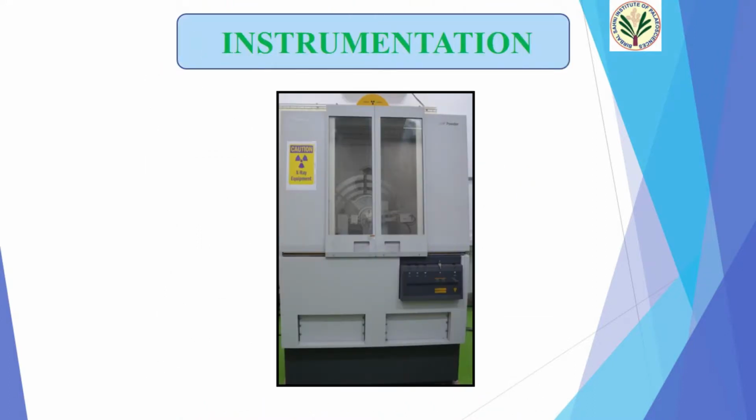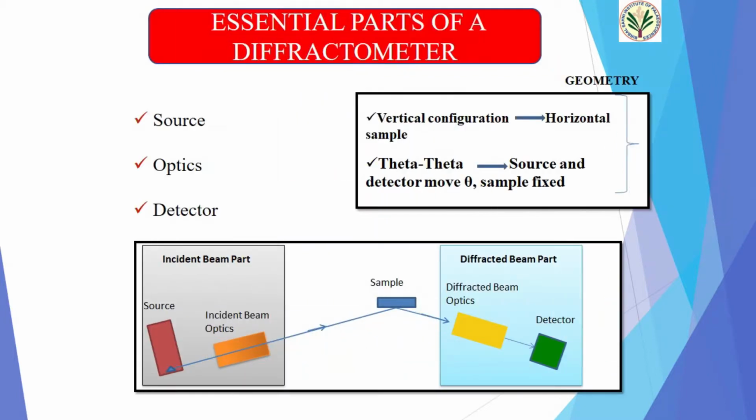Now I'll be talking about the instrumentation part. This is the powder XRD in the Birbal Sahni Institute of Paleosciences. We are using the Expert 3 powder diffractometer. So what are the essential parts of a diffractometer? It should have a source, optics and the detector. As you can see, we have a vertical configuration, which means we have a horizontal sample and we have theta-theta movement, meaning the source and the detector will move and the sample is fixed.